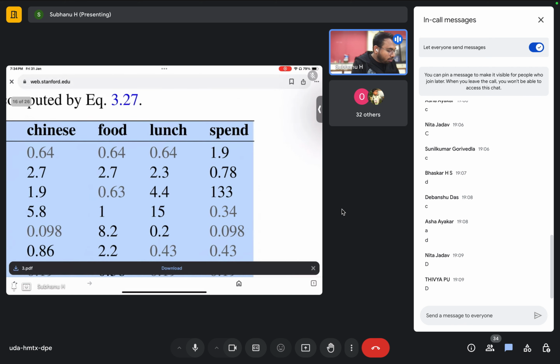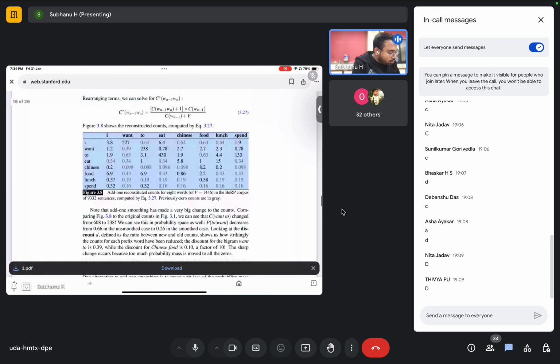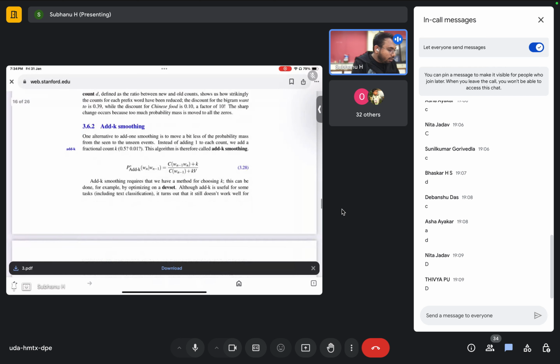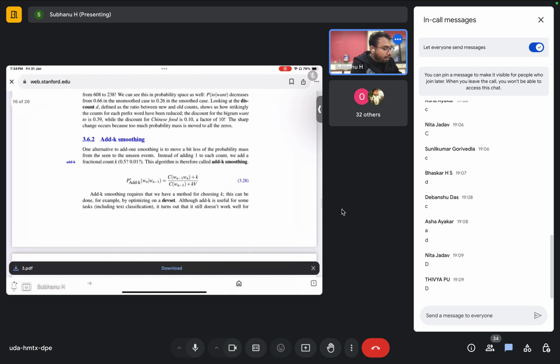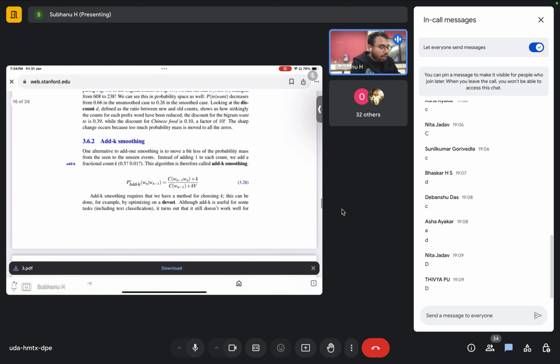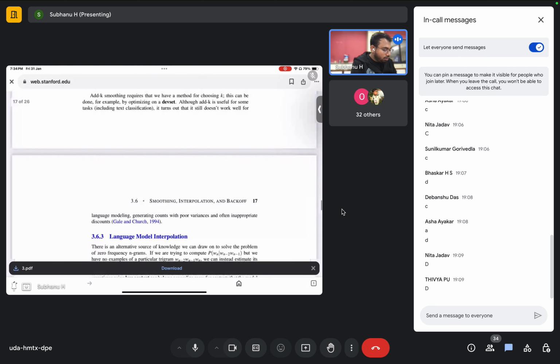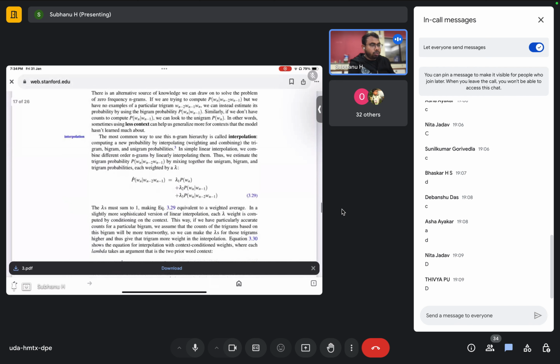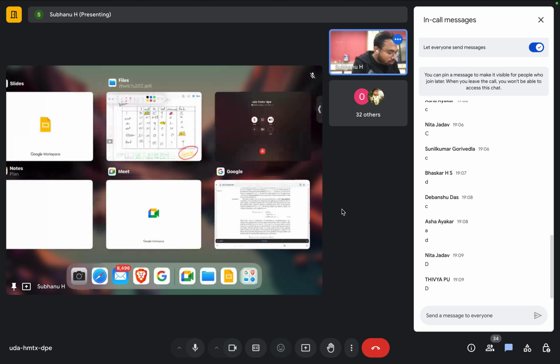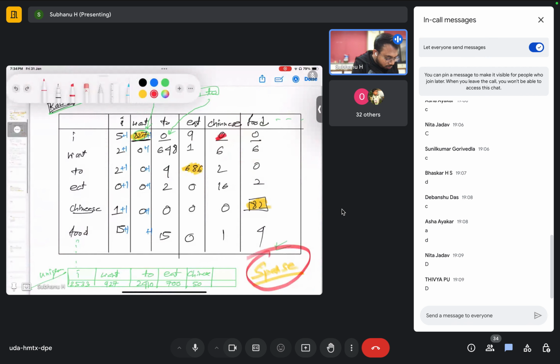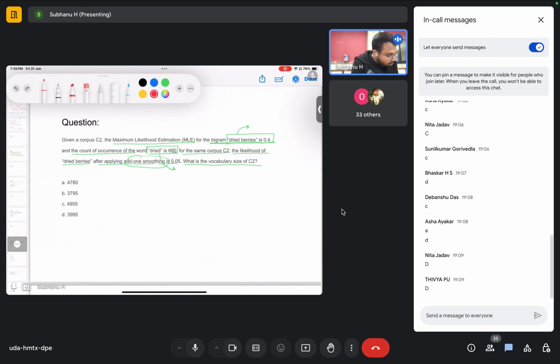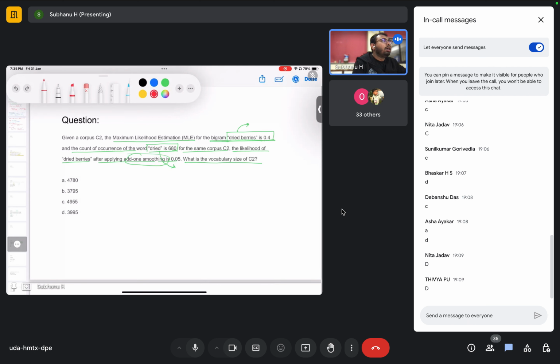Okay, so this is what I want to say. That's why another smoothing concept like add-k smoothing came into the picture, where we are adding k with kV. Okay, so this is the approach. Now, coming back to our solution for the question we were trying to solve.